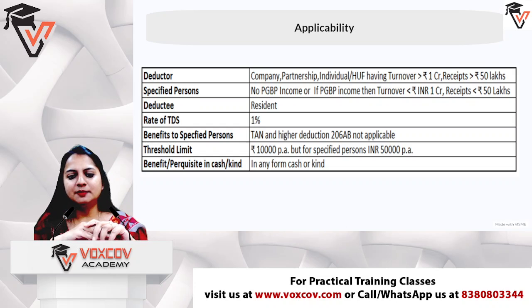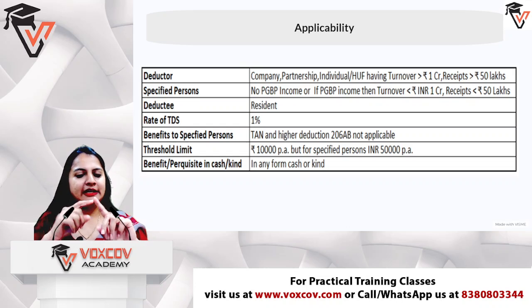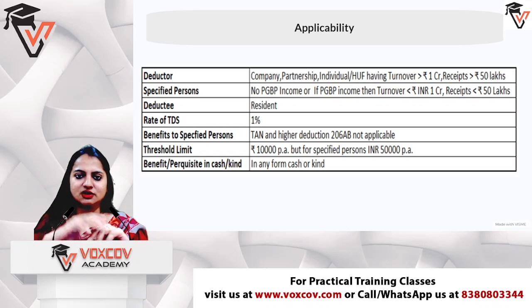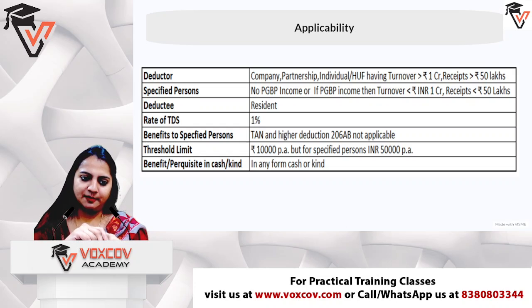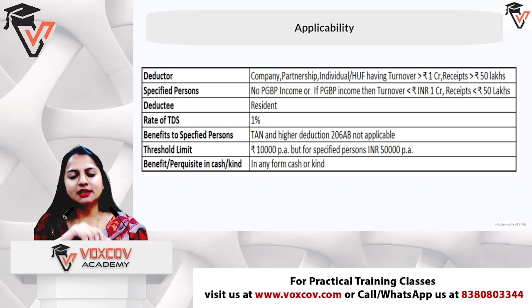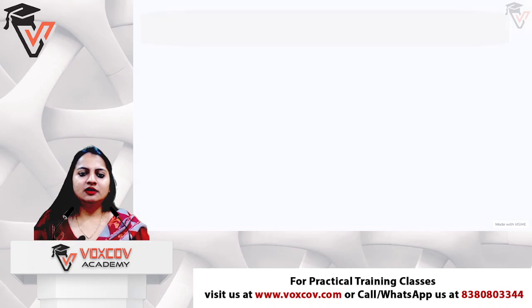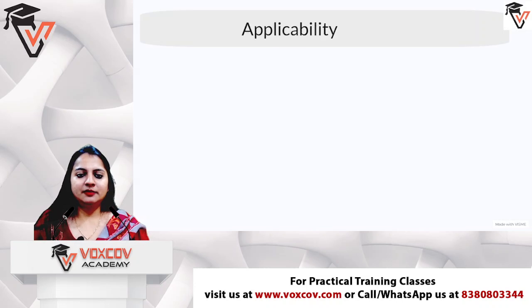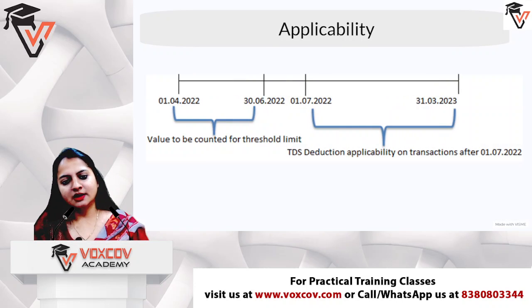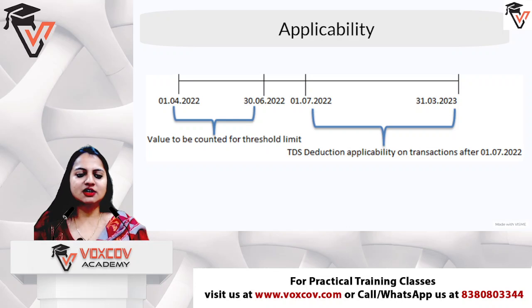The benefit to a specified person is that he does not have to apply for TAN, and second, 206AB, that is the higher deduction section, is not applicable to a specified person. The threshold limit is 10,000 for normal deductees, and for specified persons the threshold limit is 50,000 per annum. Now this applicability is from July, but for the threshold limit we will be calculating the limit from 1st of April.